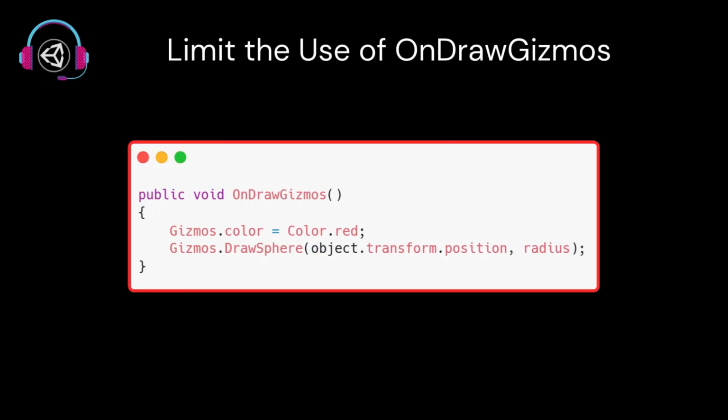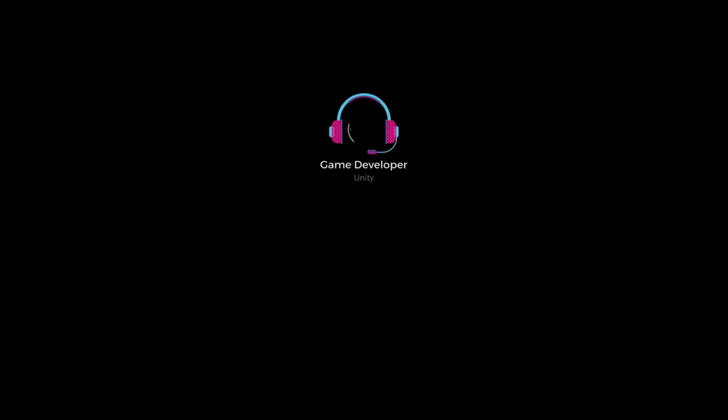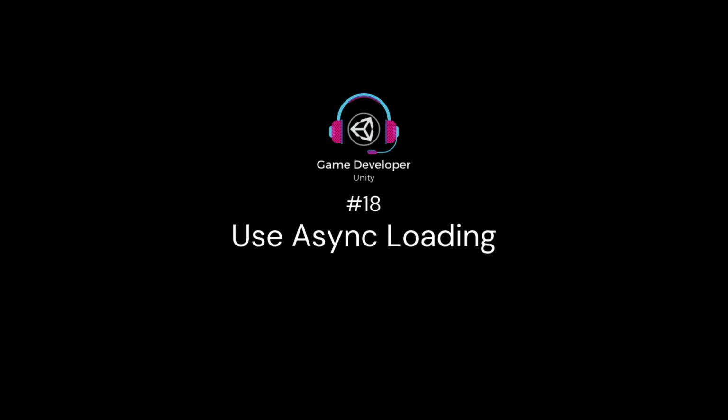On-draw gizmos is useful for debugging, but it runs in the editor and can be a performance hit when used extensively. Disable or reduce its use, especially in production builds, as it can be expensive for complex calculations or many objects.